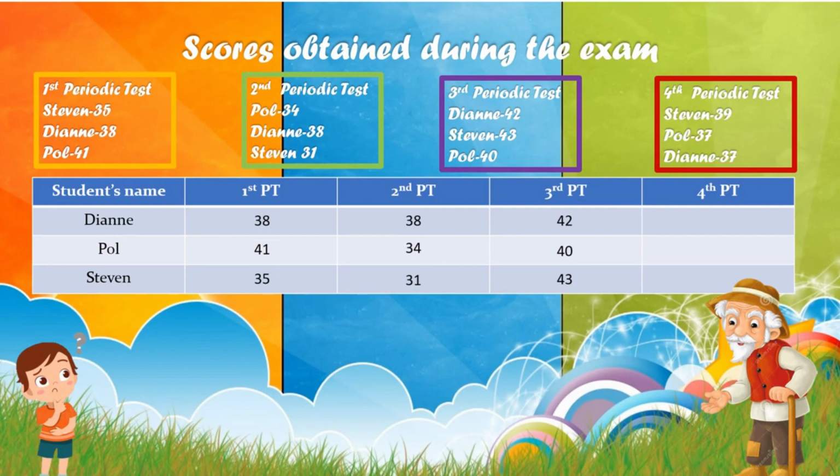Diane? 37. Very good. How about Paul? Oh yes, that is 37 also. How about Steven? Yes, that's true. It's 39.